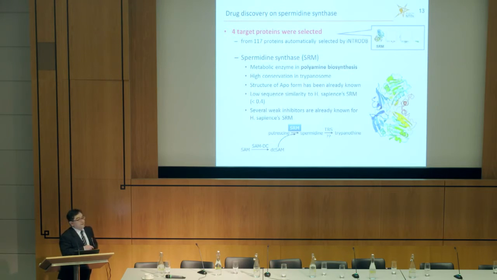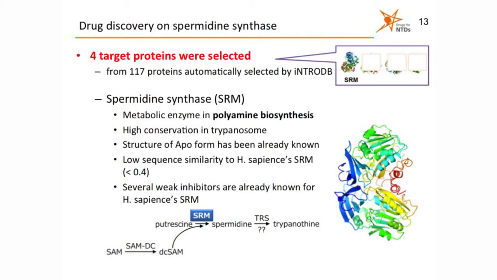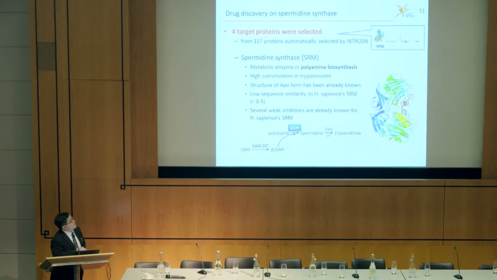These 4 targets were selected mainly by the availability of the 3D structure and the feasibility of our own structure determination. One of them chosen was spermidine synthase. This enzyme is important in polyamine biosynthesis, and it's highly conserved among 3 trypanosomes, and low with Homo sapiens. And SRM is crucially important, lethal in the RIT-seq experiment for cruzi. So we believed this is one of the good targets.